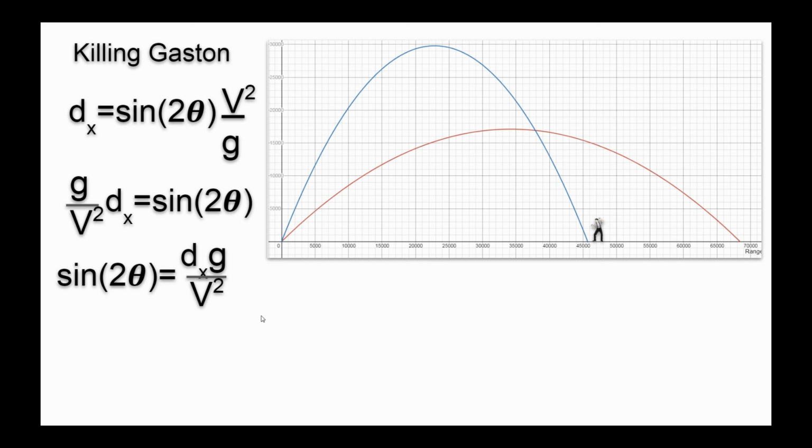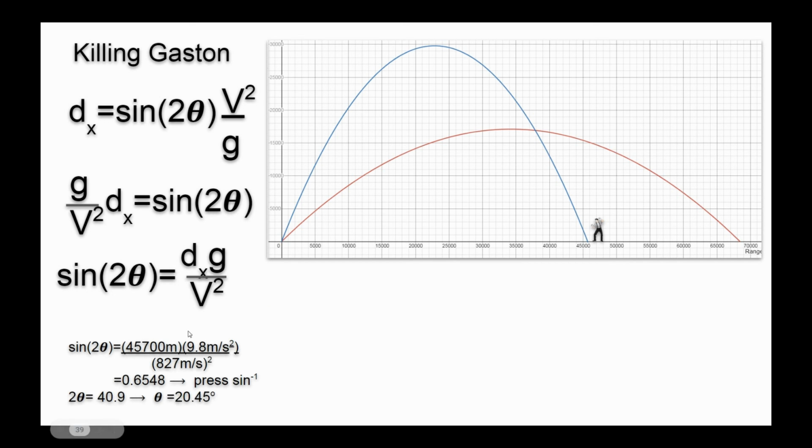And now we're going to go ahead and put in our values. We put in the values we've got. We make sure we square speed. And then we get the sine of 2 theta. We hit inverse. We get 40.9 degrees. Now remember, what we've just solved for is twice the launch angle. So we divide it by 2 and we get 20.45 degrees launch angle. We'll get Gaston.